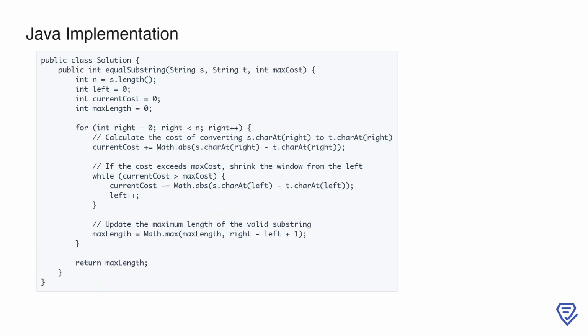This is the Java implementation for LeetCode problem number 1208, Get Equal Substrings Within Budget. The logic mirrors the provided Python solution but is adapted to Java syntax. Key differences include the use of type declarations, Java's Math.abs for absolute values, and charAt for character access. The sliding window approach ensures optimal performance, and the code is structured to handle the problem's constraints efficiently.